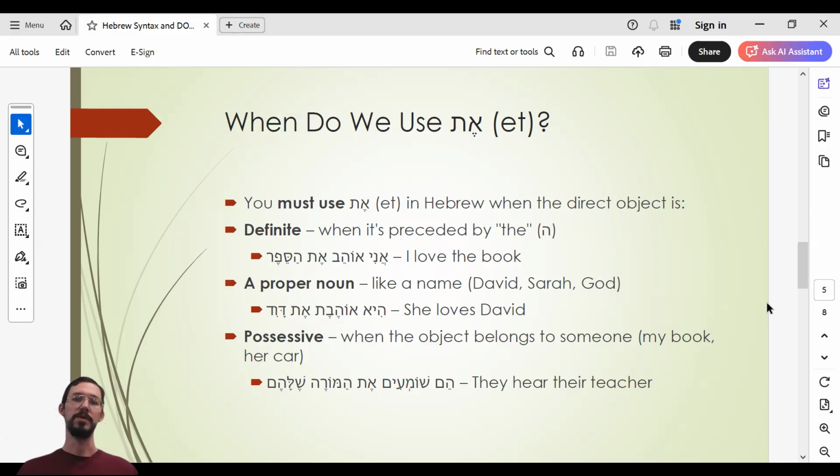Possessives, when the object belongs to someone, like my book or my car. Again, we're talking about something specific, not generalities, right? If it's my book, I mean a very particular thing. In this example, Hem shomim et hamora shelahem. There's also the ha, so it's like definite, but you would use it in this context.